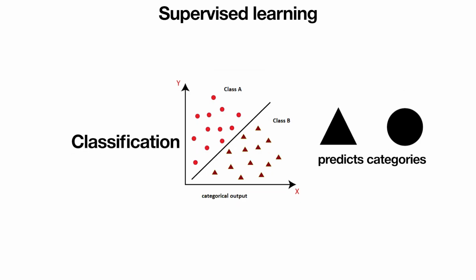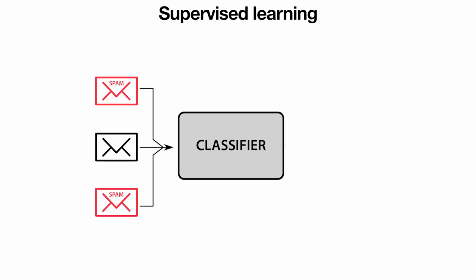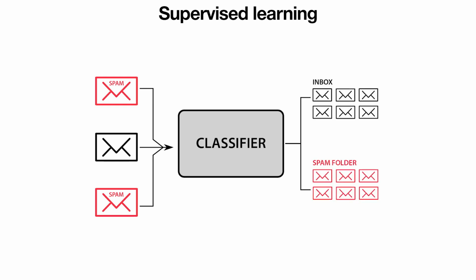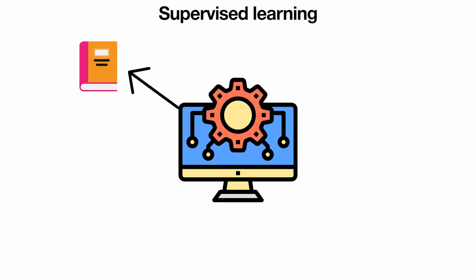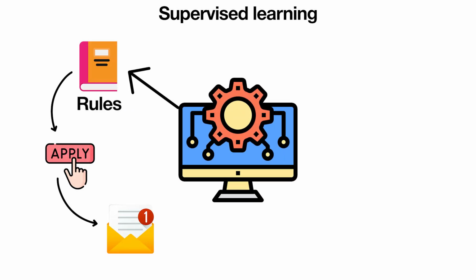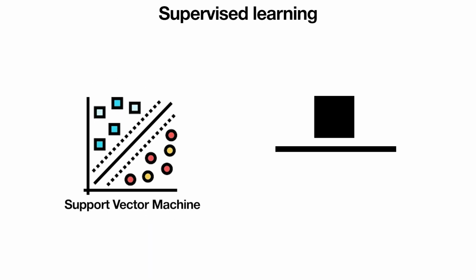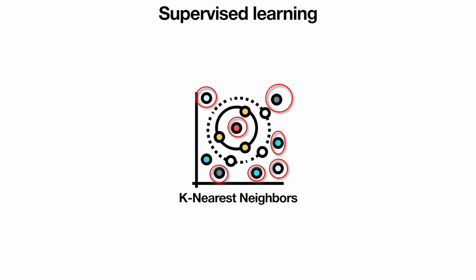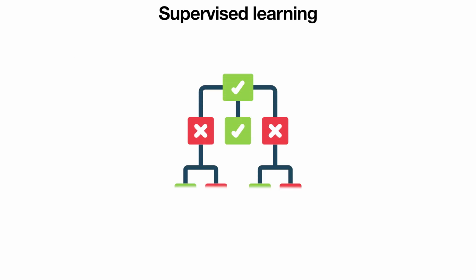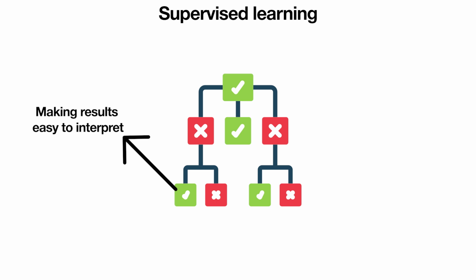Classification, on the other hand, predicts categories. Think of email spam filters. Each message is labeled as spam or not spam. The algorithm learns the rules and applies them to new emails. Logistic regression is a simple but powerful classifier. Support vector machines can separate categories with a clear boundary. K-nearest neighbors classifies by looking at the majority label of nearby data points. Decision trees can split inputs step by step, making results easy to interpret.